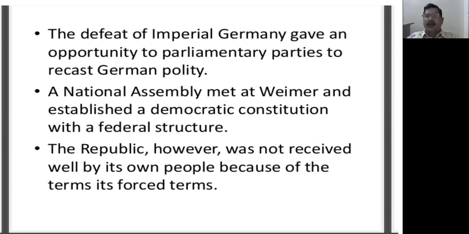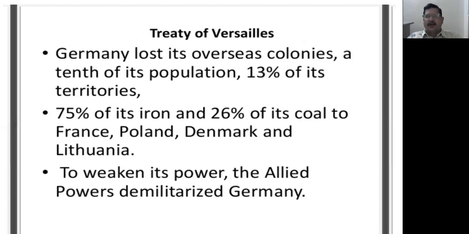Why? Because we have three levels of government. That is central government, state government, panchayat raj government. The same way, they brought a federal structure with more than two levels of government. The republic, however, was not received well by its own people because of its forced terms. The people were not happy with the republic because it had a lot of very strict norms or terms which were not liked by the people.